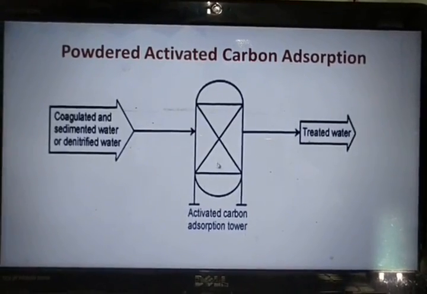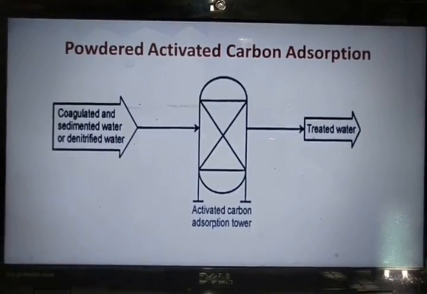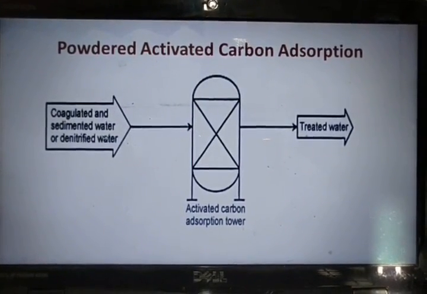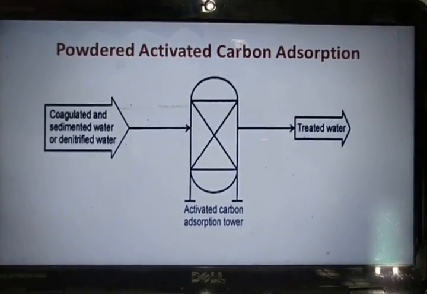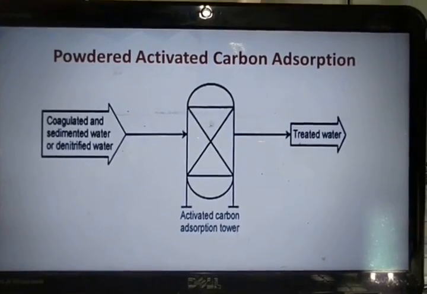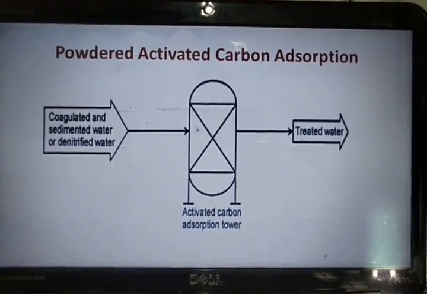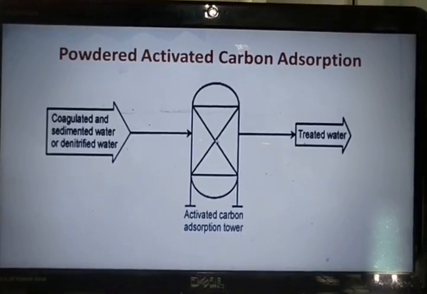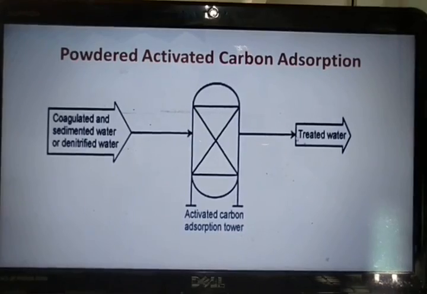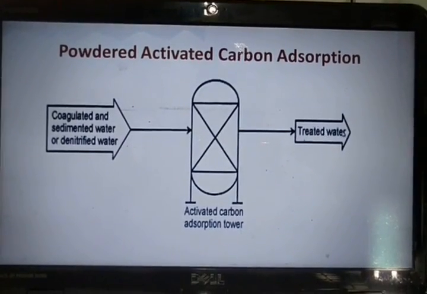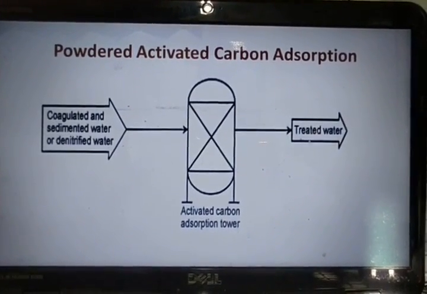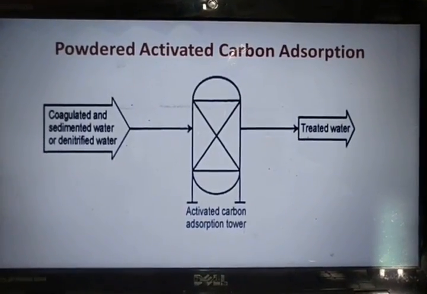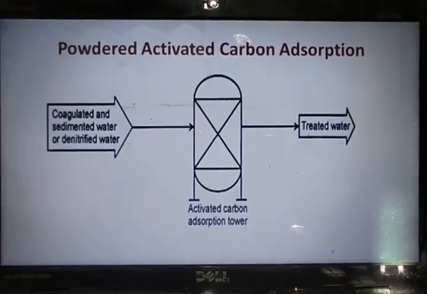That is, here you can see a packed bed of activated carbon adsorption tower, and the coagulated and sedimented water is sent to pass through this bed, and all the impurities like fine and suspended impurities get deposited onto the surface of this powdered activated carbon, and you get the treated water on the other side as effluent. Okay, and this water can be used for the treatment using the membrane processes.